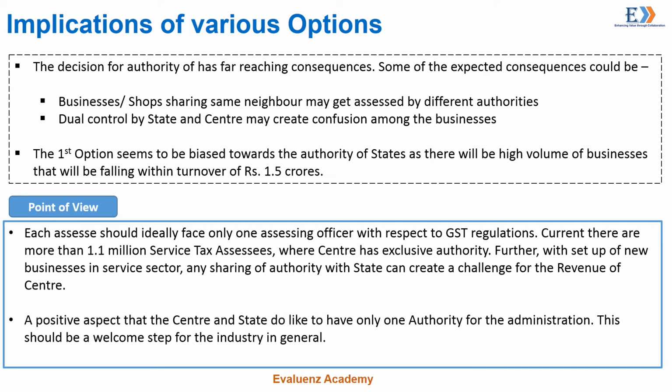Now each assessee should ideally face only one assessing officer with respect to the GST regulations. Now there are 1.1 million service tax assessees, just to take an example, where the center has an exclusive authority. Now with the setup of new businesses in the service sector, any sharing of authority with the state can create a challenge for the revenue targets of the center. But a positive aspect is that the center and state do like to have only one authority for the administration. Now this is a welcome step for the industry in general, we feel.